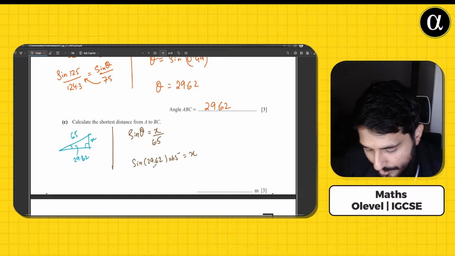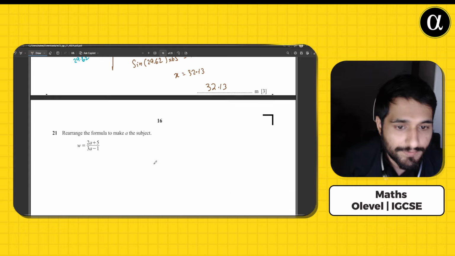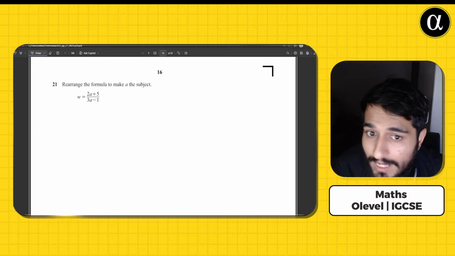This would be 32.13 as the answer. Let's solve it. Now, question number 21 tells us to rearrange it, and rearranging it would be done in a way that we need to make A the subject.